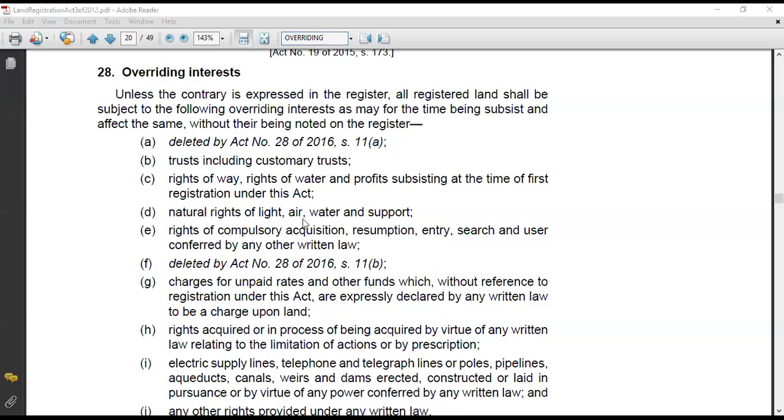So the correct wording here is easement, where someone has a right over another person's land. Dominant and subservient land. The Land Act defines easement, and you need to know the definition of easement. You can look at your Land Act.